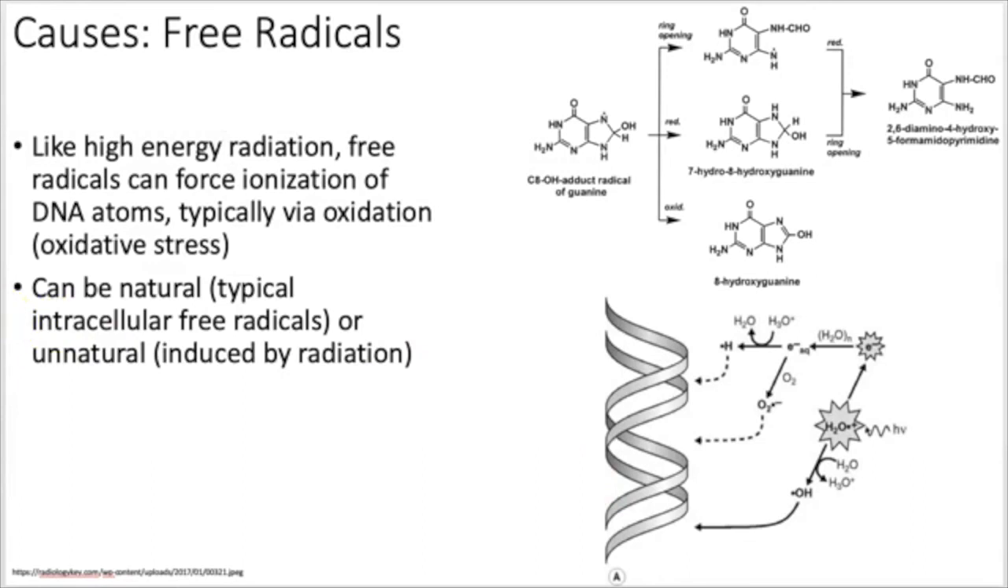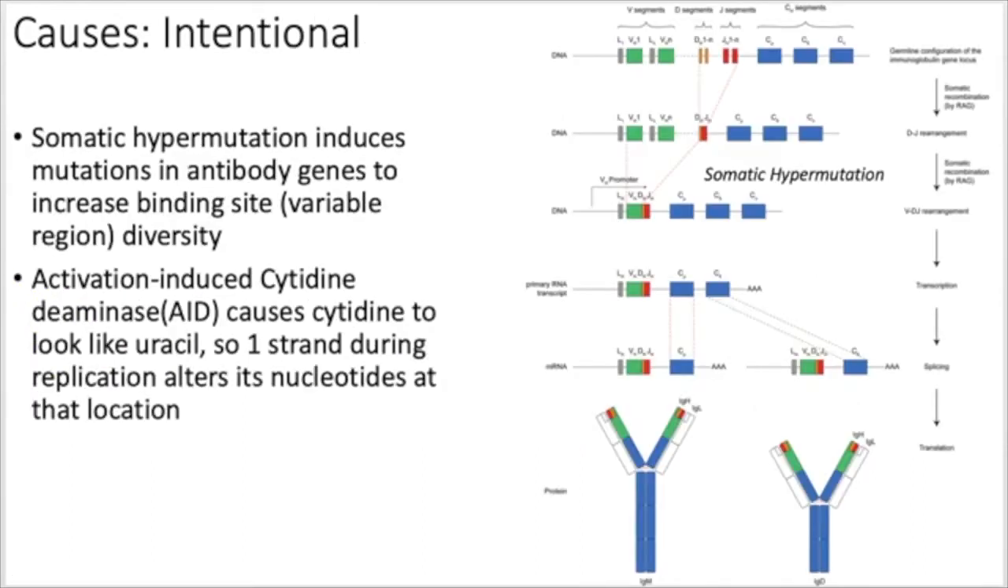Now we're cruising. We are almost done. I don't want you to think that all mutations that are made are always bad. Okay, there are a couple instances where we actually purposely will cause mutations inside our cells. Now, one of those, since I'm an immunologist, I got to talk about this, is called somatic hypermutation. Okay, so it's not in your sex cells, it's just general somatic hypermutation. It induces mutations in antibody genes to increase binding site diversity.